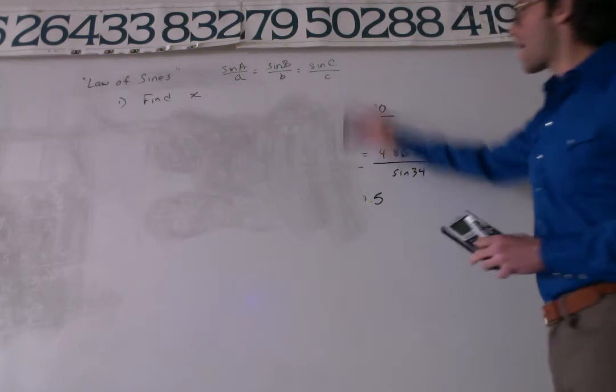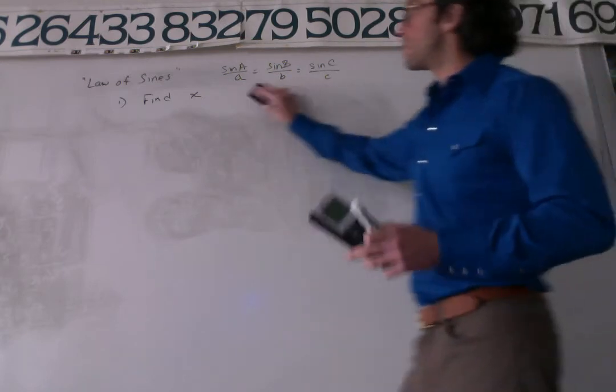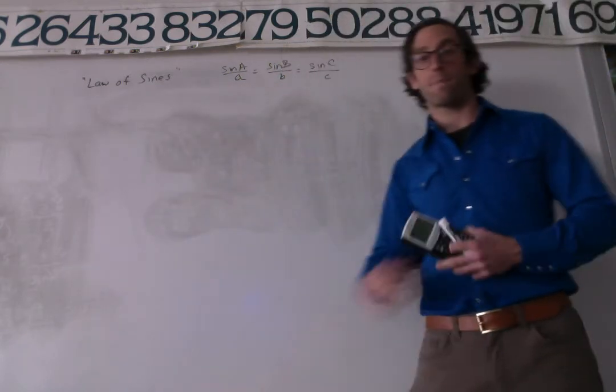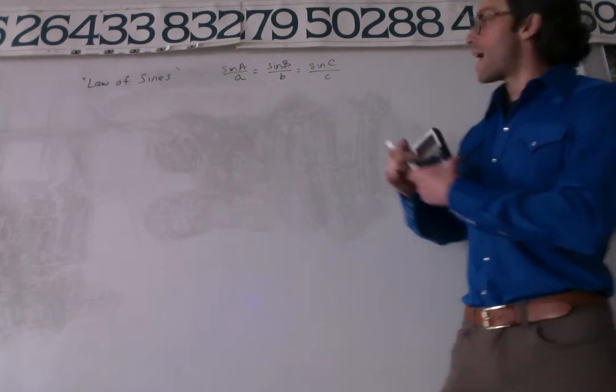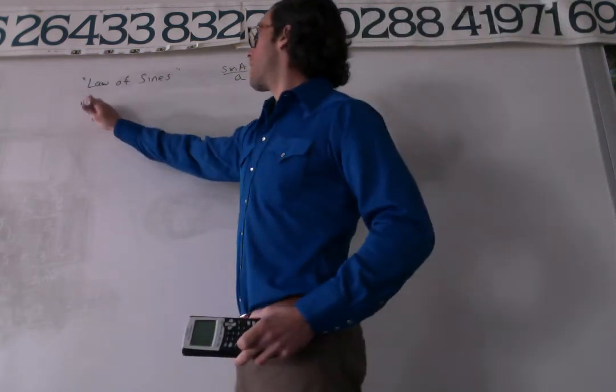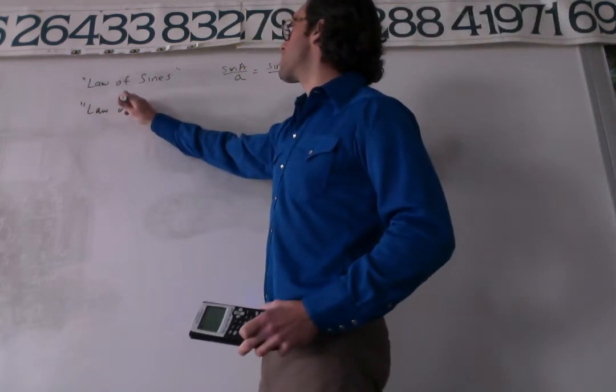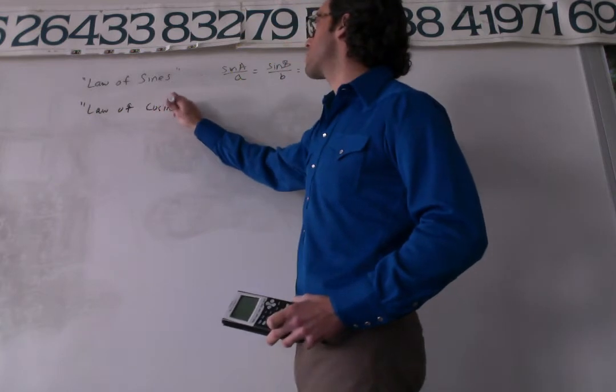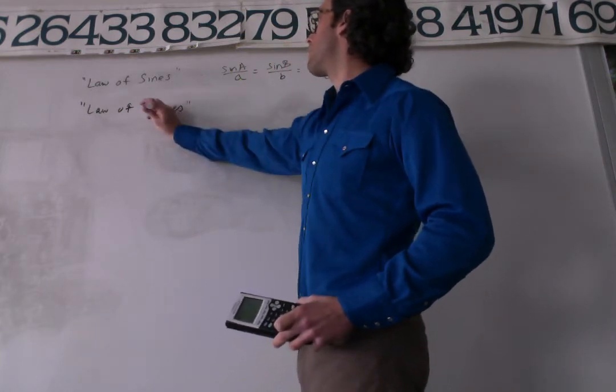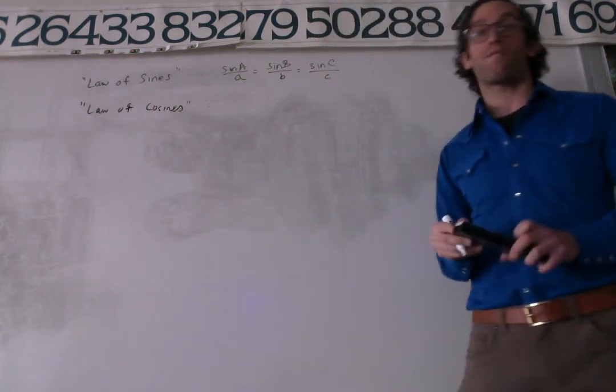So that's how we would use the law of sines. Simple, just cross multiply, not a big deal, all right? The law of cosines is a little uglier. All right, law of cosines, and there are many more mistakes made with the law of cosines because the formula is kind of messy.